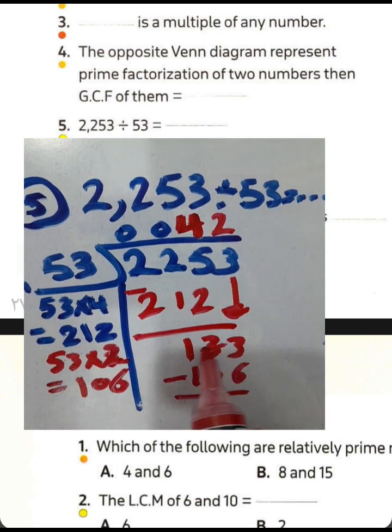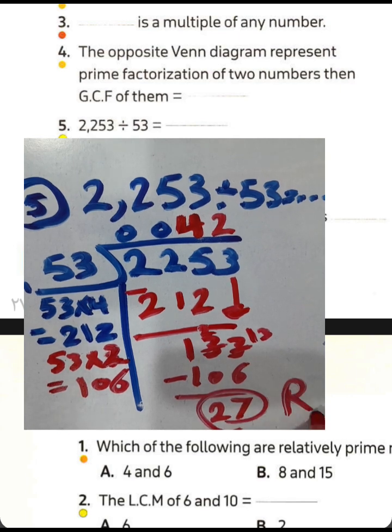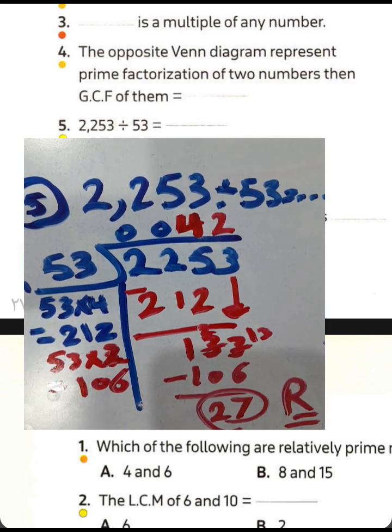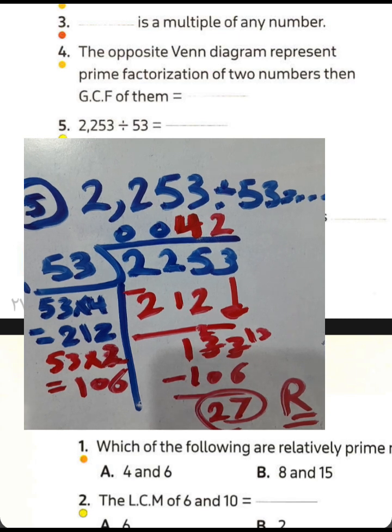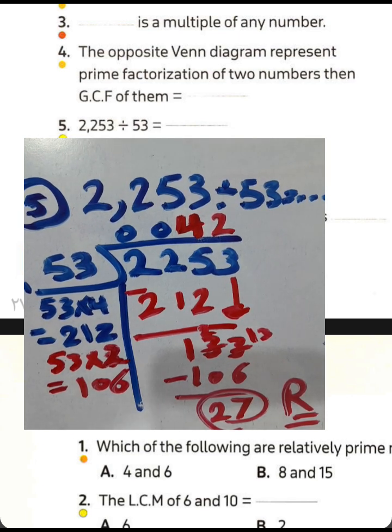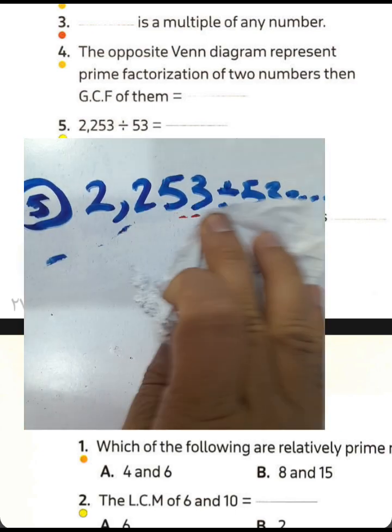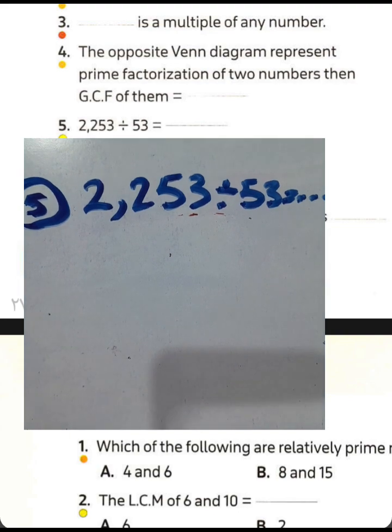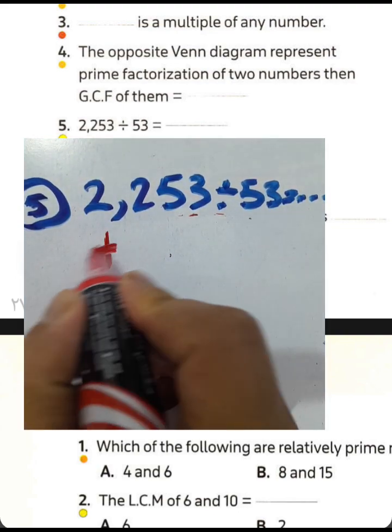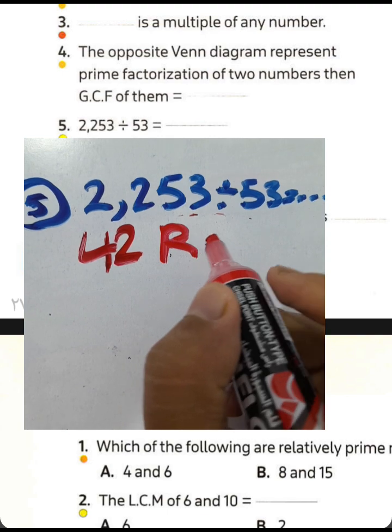1 from 3 will be 2, and here will be 13. 13 minus 6 equals 7, and 2 minus 0 equals 2. Then 27 is the remainder. The remainder will be 27. Understood? Then the result will be 42 and the remainder 27. Understood, my students? In this example, you must write behind it the solution: the result was 42 and the remainder 27.